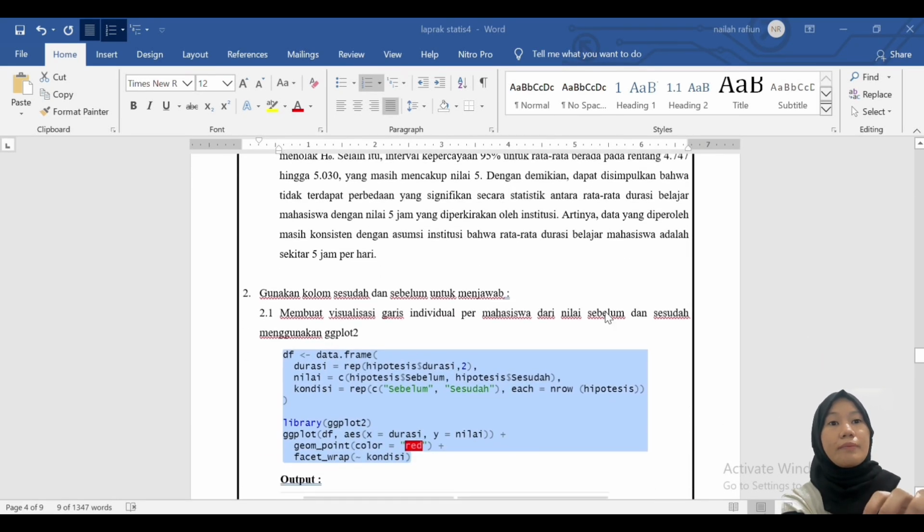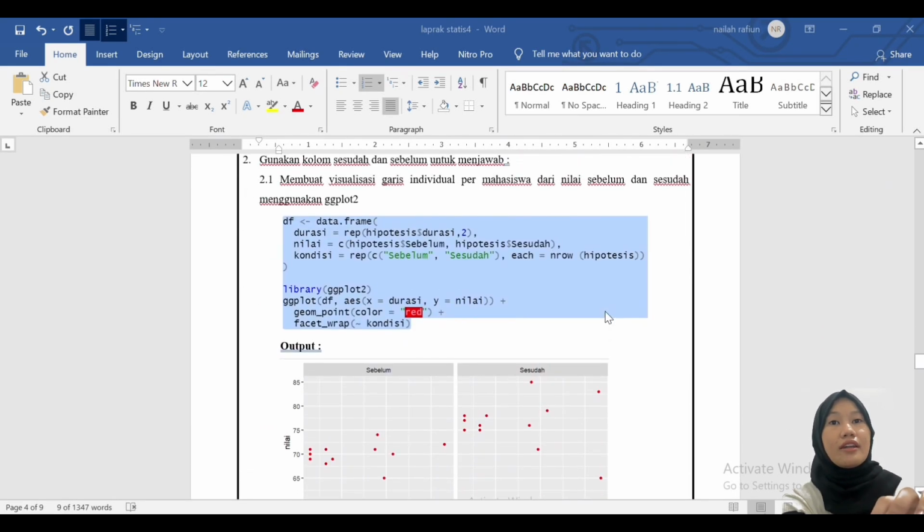Next question is number 2. In question number 2, we can use the after and before columns to answer the following questions. In question number 2.1, we have to visualize individual lines per student from before and after scores using ggplot. And this is the code, and this is the output.